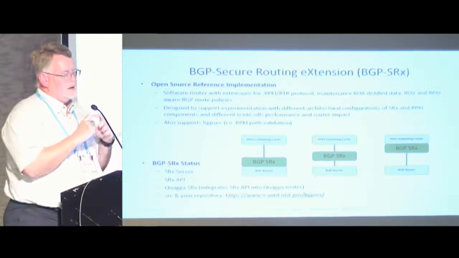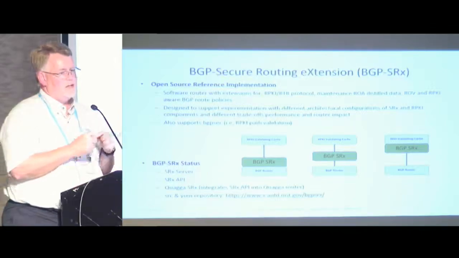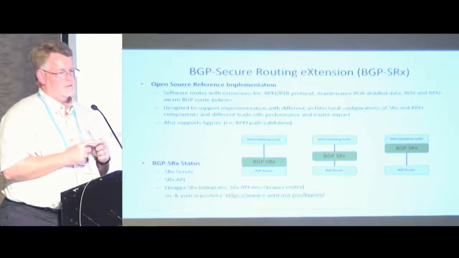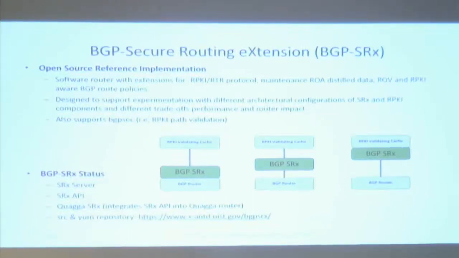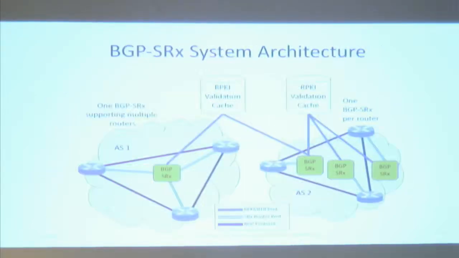And so our BGP SRX implementation has a separate process that does origin validation. You can run that process either on the router, on some node in between the router and the validating cache, or potentially on the validating cache. Part of our goal was to look at the way in which we can possibly completely minimize the impact of origin validation and eventually path validation on an existing router. BGP SRX is up. There's source code and a Yum repository out there that does origin validation with an SRX server. Actually, the implementation out there also does path validation, but that's the topic of a different talk.